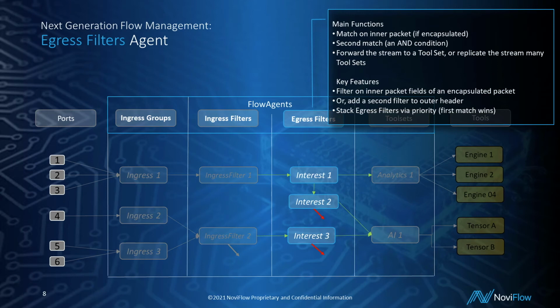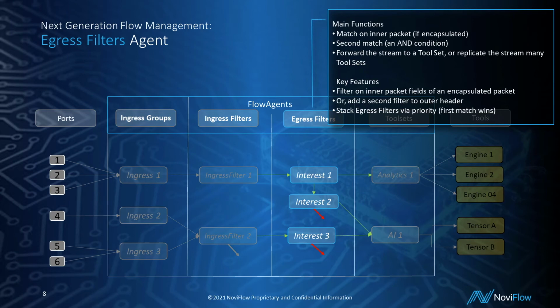The key features here are all things we've talked about before. So one, the filter on the inner packets. Again, we're getting at the actual payload packet inside of an encapsulated environment without having to deconstruct the packets. Two, we get a second bite at the filters, so we can build very sophisticated 2-step filters on it.